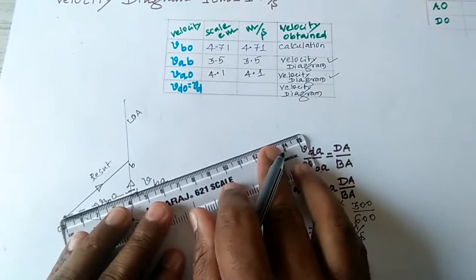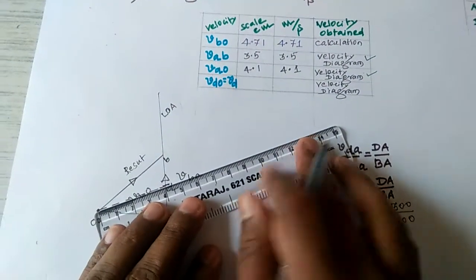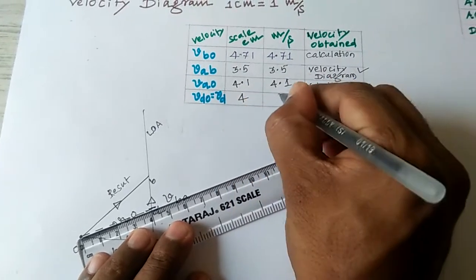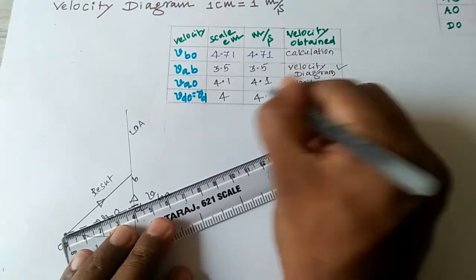Then you have to measure the OD distance. How much is the OD distance? The DO distance is 4 centimeter, which comes as 4 meter per second.